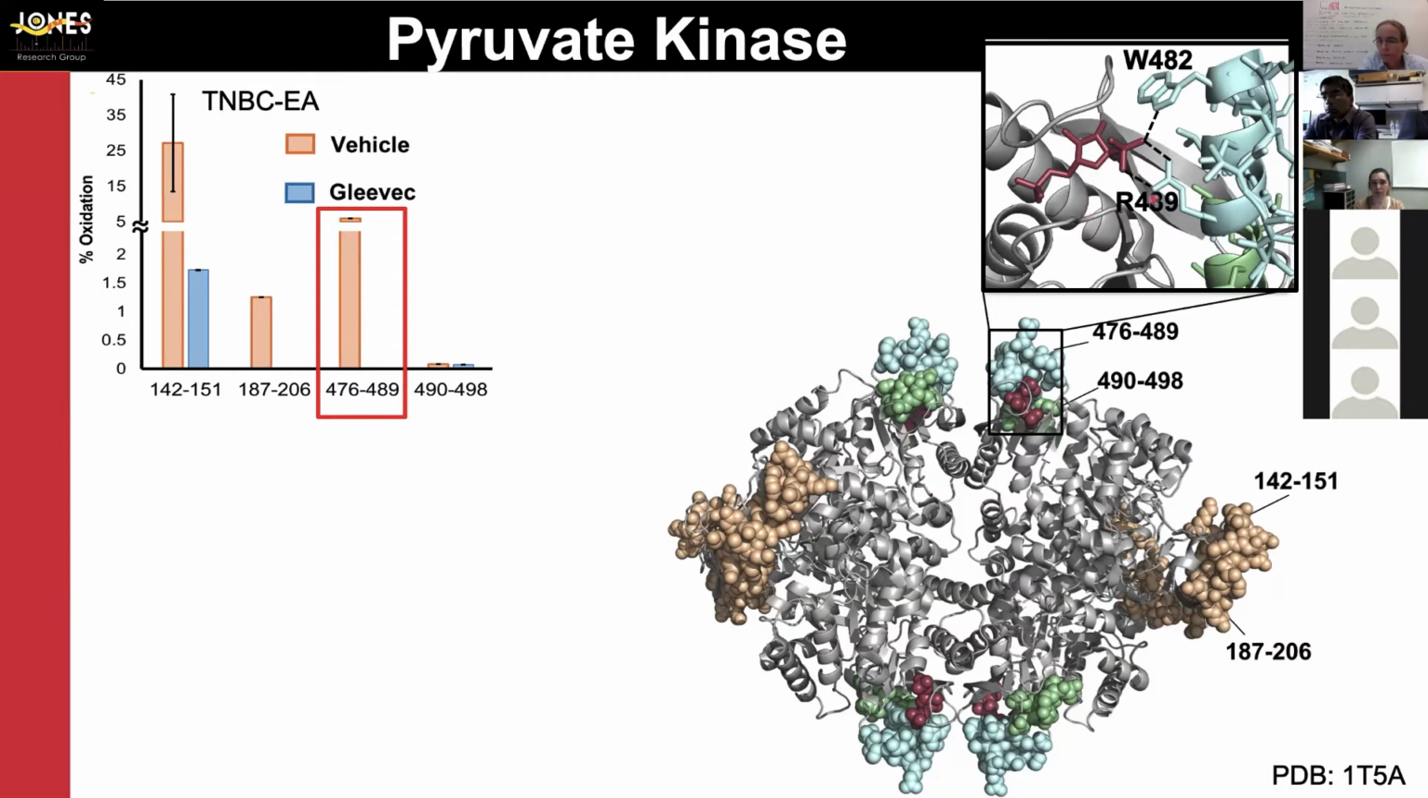In the absence of Gleevec, this allosteric activator is not bound, and this residue, tryptophan 42, is what specifically gets modified. So this is solvent accessible, and you get a good amount of labeling. Then when you add Gleevec and the phosphorylation pattern changes, that makes way for this allosteric activator to bind, and it's no longer solvent accessible.